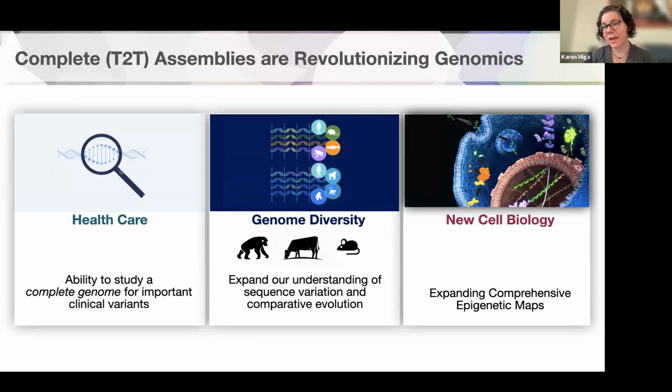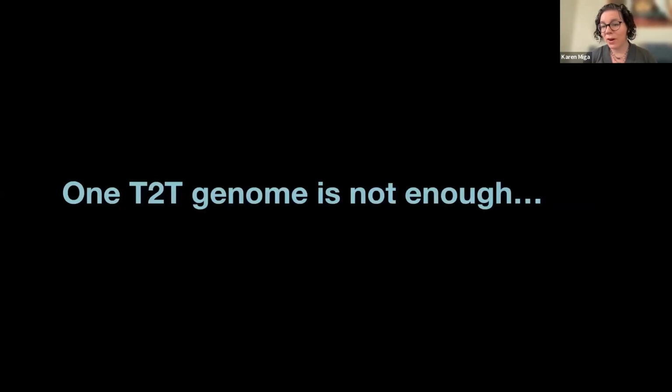And this has a ripple effect into how we can think about more comprehensive variant studies with healthcare, how we can take these tools and begin to look at other T2T or complete genomes in non-human primates and ruminants and rodents. And it's been driving a lot of new studies to look at cell biology or the epigenetics in these regions. However, we also know that one single genome is still not enough.